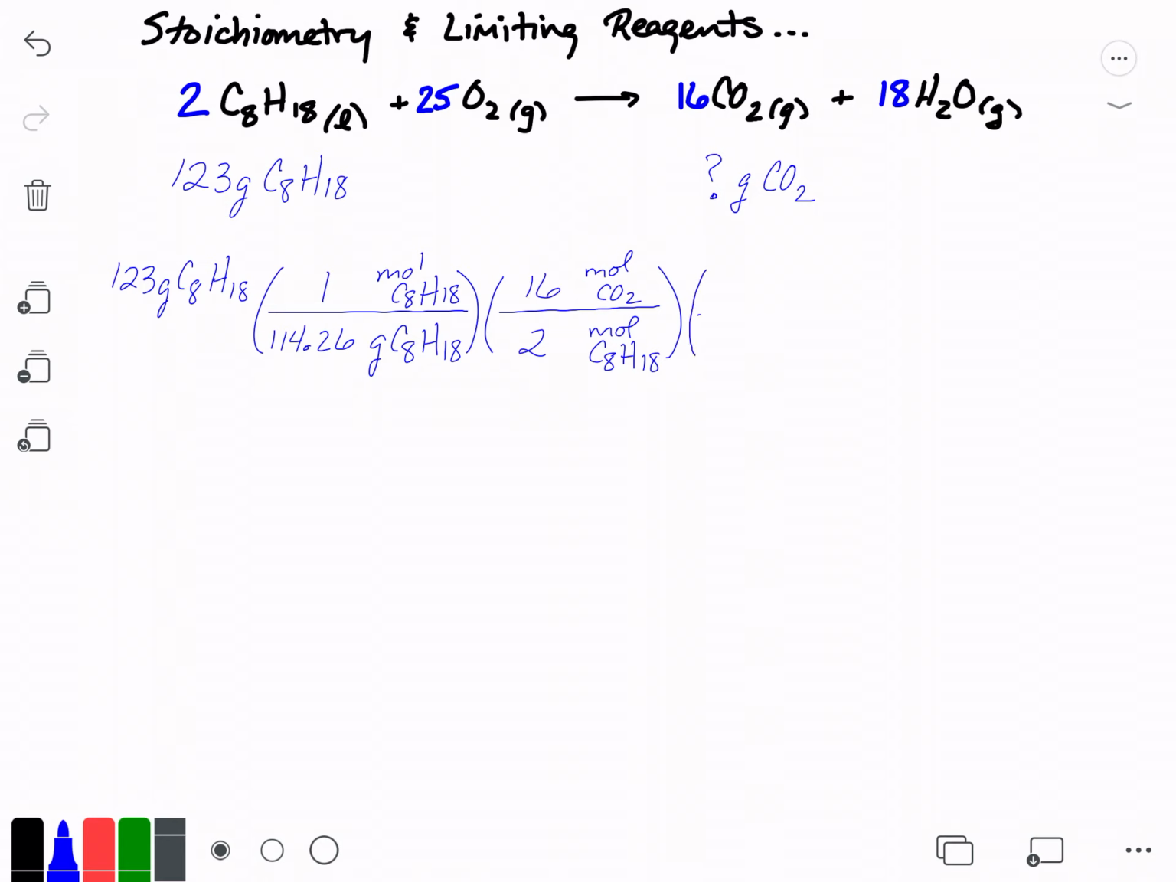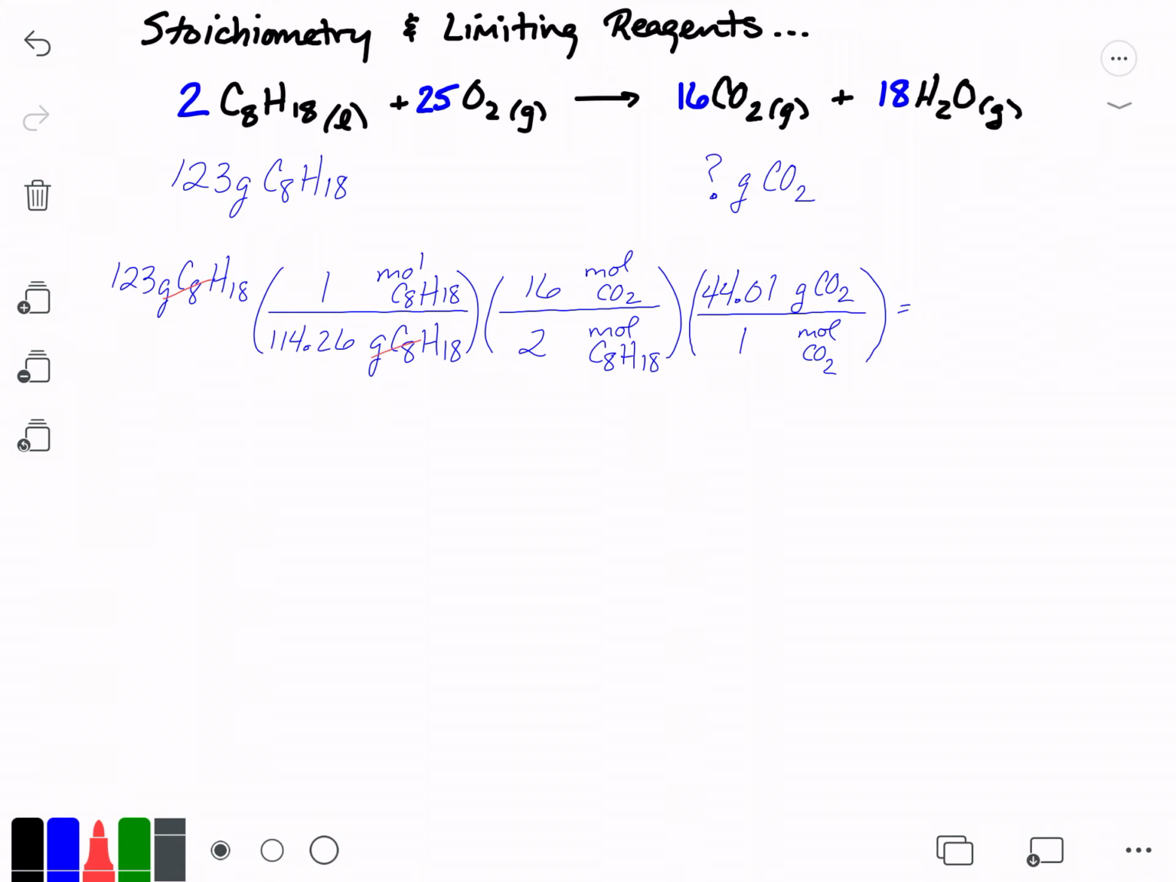And then thirdly, step 3 always answers the question. So we get out of this mole unit of our desired material and we answer the question. In this case, we want grams of CO2. And if we add up a carbon and 2 oxygens, we get that every mole of CO2 gas is 44.01 grams of that material.